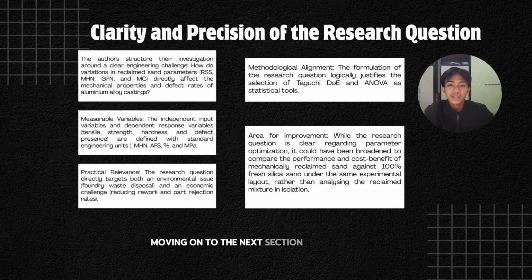Moving on to the next section of our critique, where we evaluate the clarity and precision of the research question. Overall, our group found that the authors formulated a highly focused and unambiguous research question, which centers on how variations in reclaimed sand parameters directly affect the mechanical properties and defect rates of aluminum alloy castings. This research question has three main strengths.